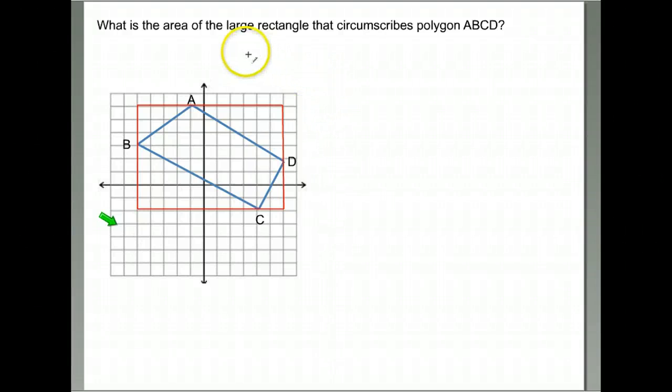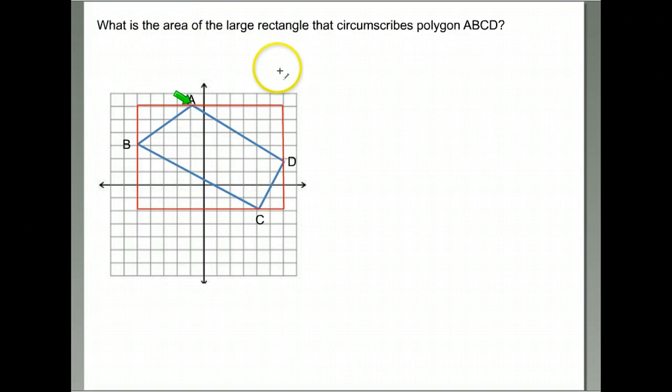Practice now using the subtraction method to find the area of a polygon that's in a plane. So notice we've drawn the rectangle on the outside. It circumscribes it, we can tell because each of the vertices of the polygon, the sides of the rectangle go right through them. What is the area of the large rectangle?